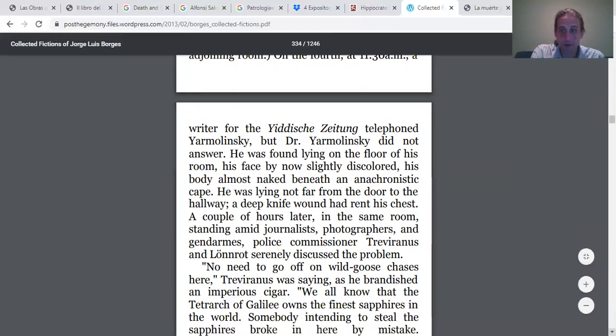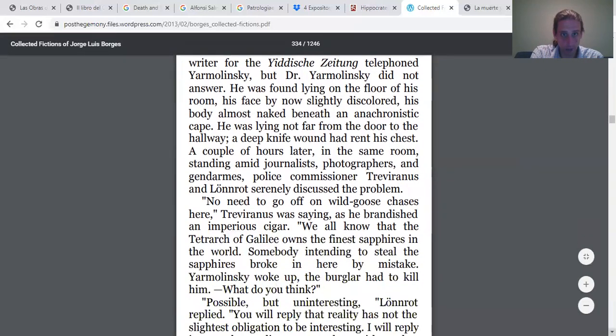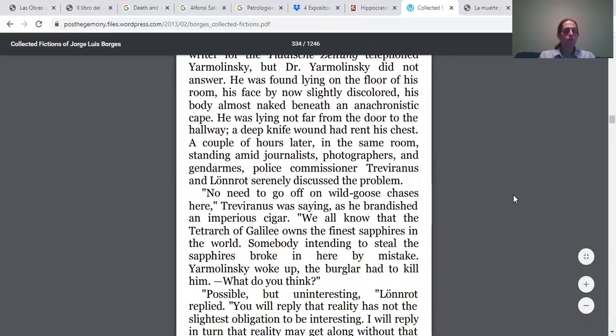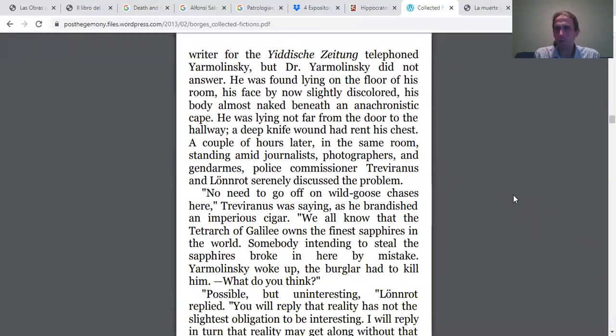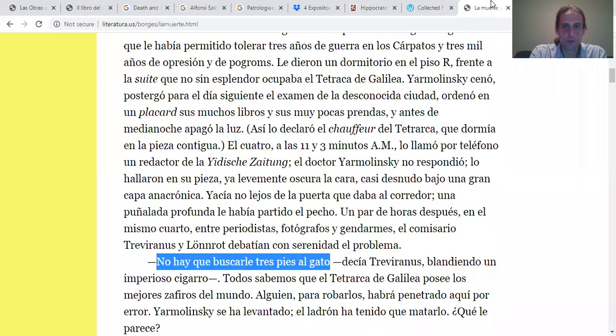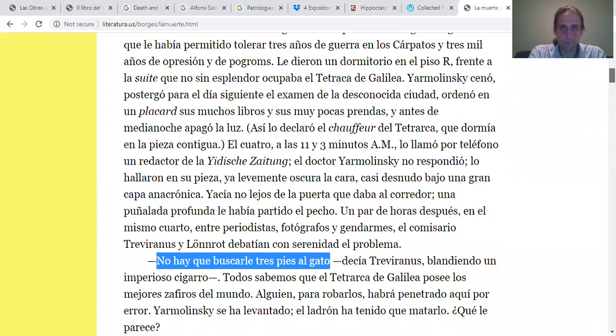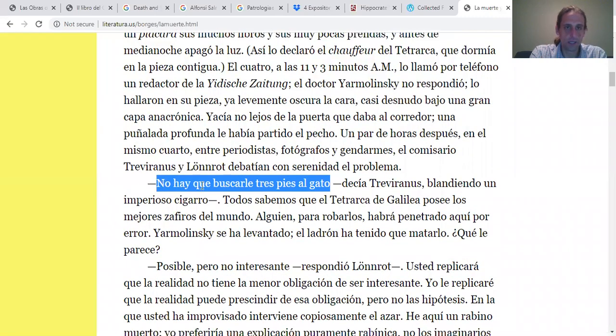At the beginning of the next paragraph, the motif of threeness recurs again, although if you can't read the story in Spanish, you probably won't have caught it. So the first bit of dialogue uttered by Treviranus is, in the English translation, "No need to go off on wild goose chases here." This is a perfectly adequate translation, but if we consult the Spanish original, which I've pulled up here, we'll see that the line in question, which I have highlighted, is "No hay que buscarle tres pies al gato."